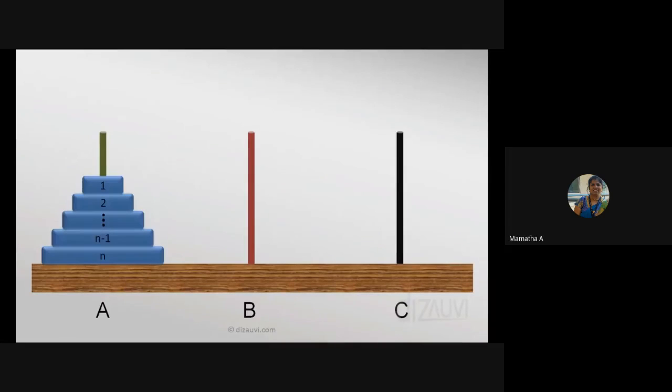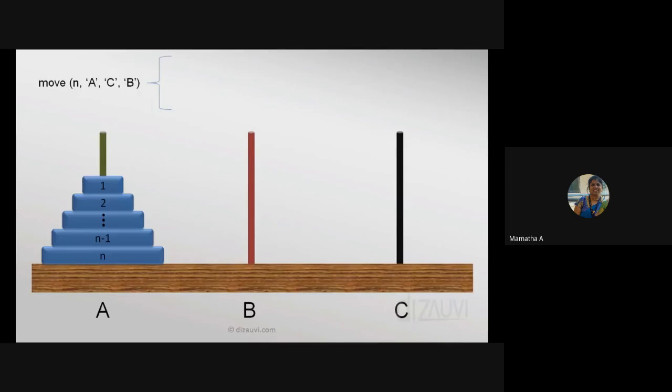So let's say we write a method move which takes 4 parameters. The first one is the number of disks that need to be moved. And then the other 3 parameters can be of char or string types representing the towers. The first one out of these 3 is tower from. So we pass A here.